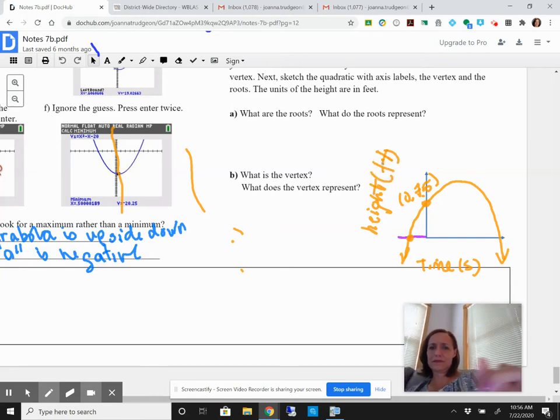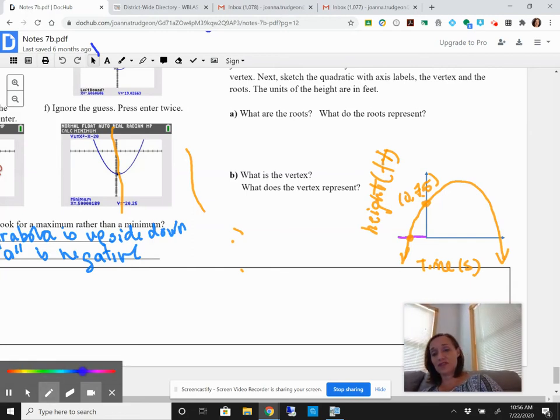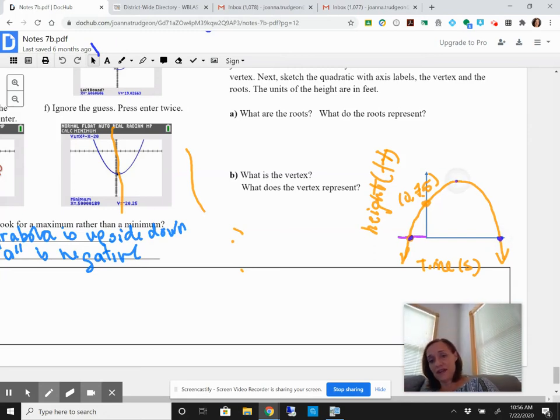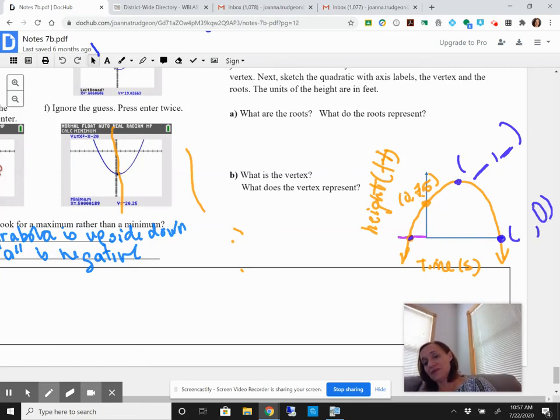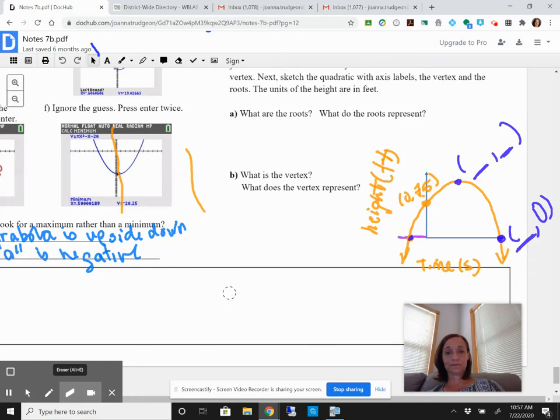Wasn't terrible. But I want to find, again, the roots, which is this root, which doesn't mean anything, but I'm going to find it anyway. This root and the vertex. Now, the vertex is going to represent this high point. When and how high does the ball get? And then this root right here is going to be 0. This is when the ball lands, because the x-axis is time. So that's going to be when the ball lands on the ground.